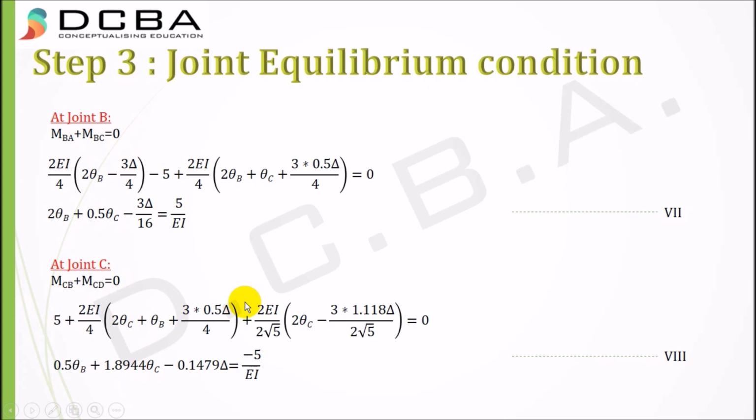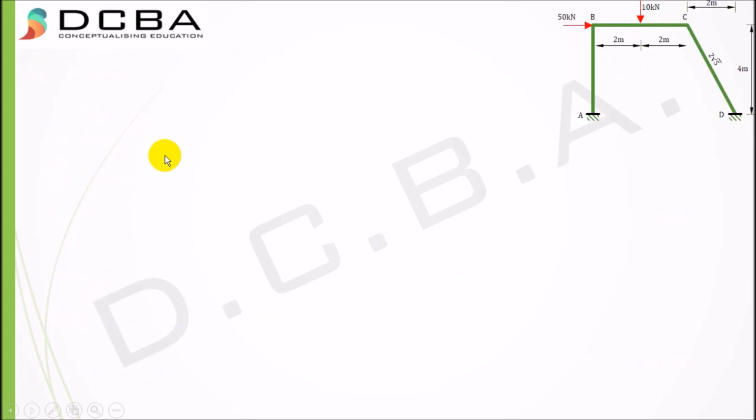For the third equation, we do not have any other joint for which we can take the joint equilibrium condition, because A, B, C, D are the only four joints, and A and D are fixed. So we cannot consider the joint equilibrium at A and D. We can only consider the equilibrium at the intermediate joints. So the next equation comes from a shear check.